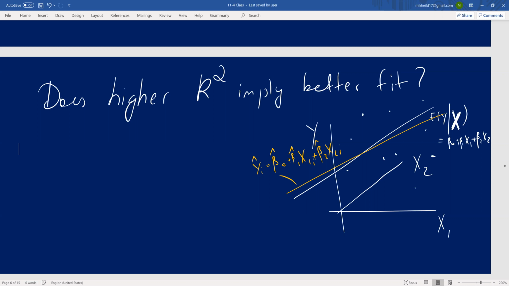Am I clear? Better fit means that these two lines are closer to each other. Do you understand what I mean? Yes. And the goal is to obtain a line, or in other words, to estimate a line which is closest to the true line.